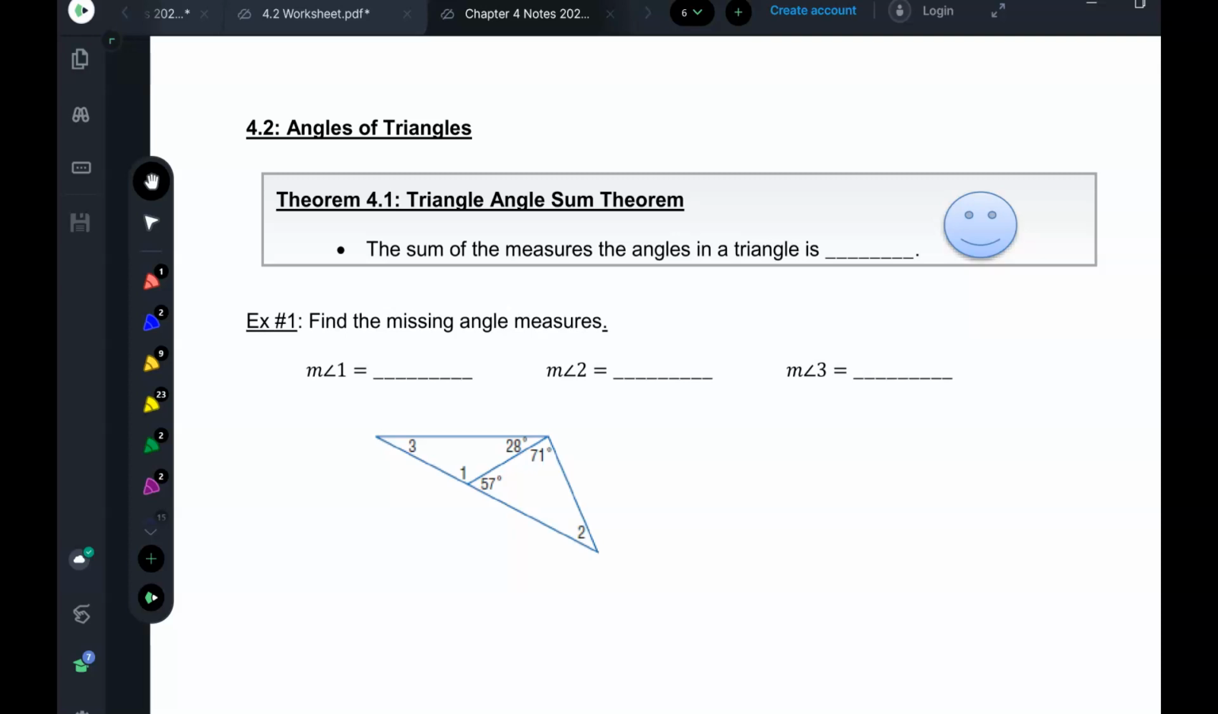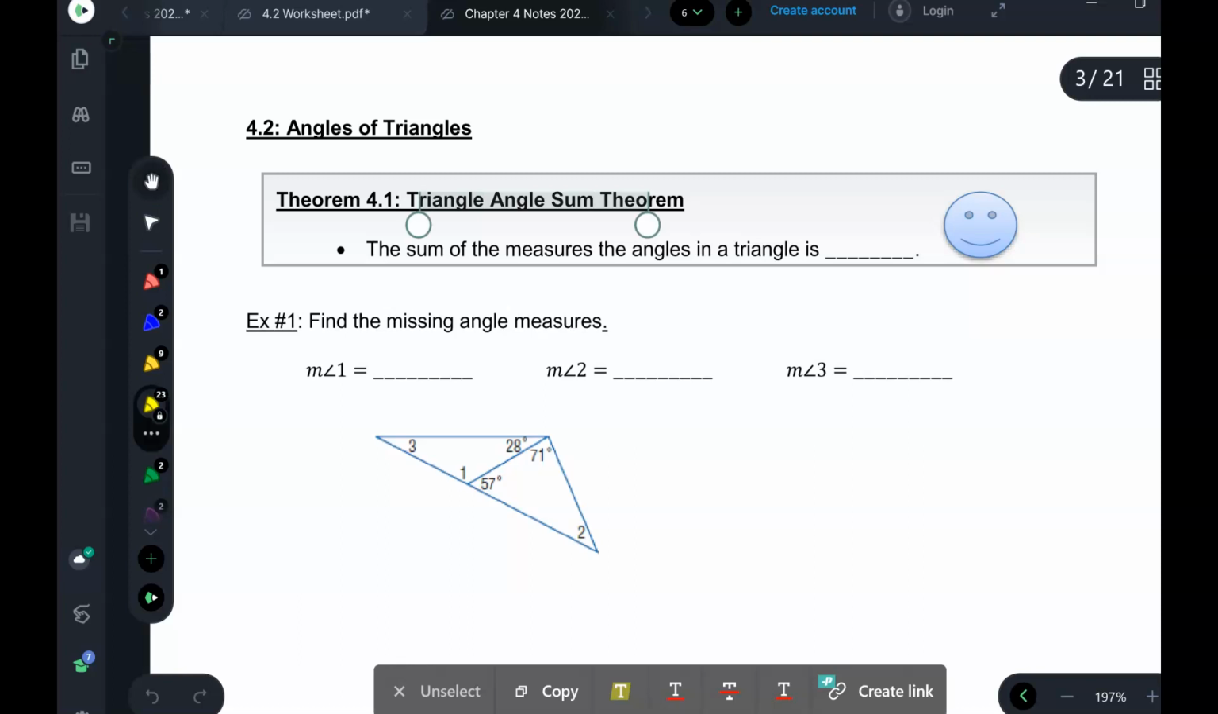This first theorem is something we've already talked about. The interior angles of a triangle, what do they all have to add up to? 180. So this is the first theorem. The triangle angle sum theorem says the sum of the measures of the angles in the triangle is equal to 180.